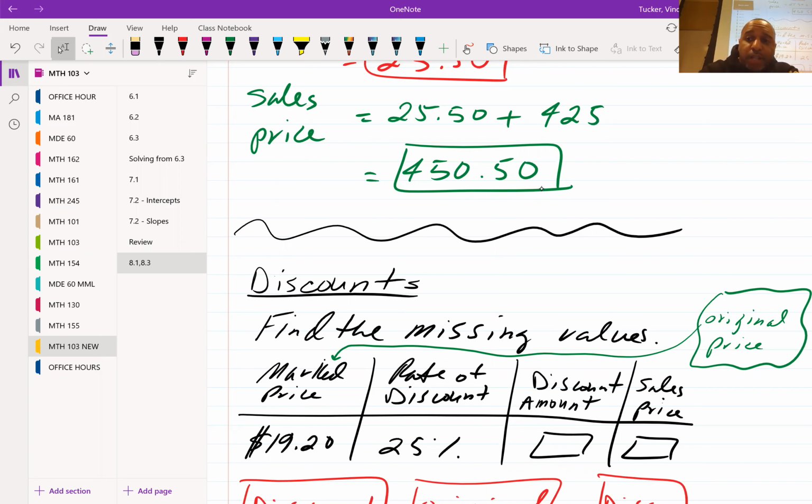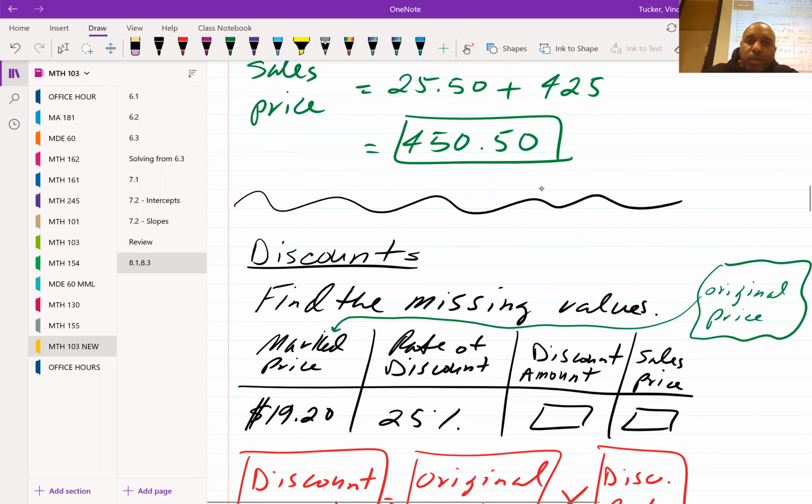So they give us the mark price, which is another way of talking about the original price. Here we have it at 19.20. Then the discount rate. Write down the sales price.